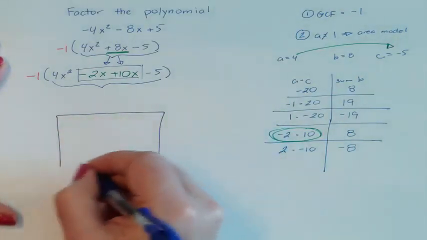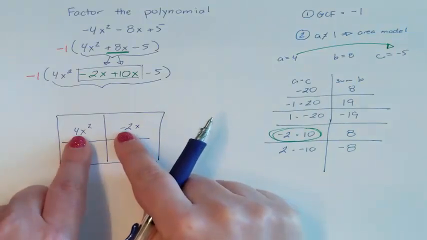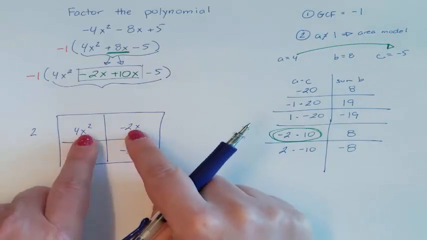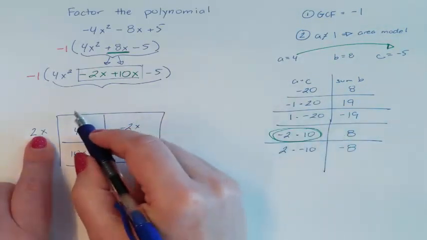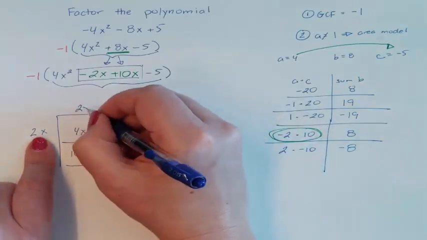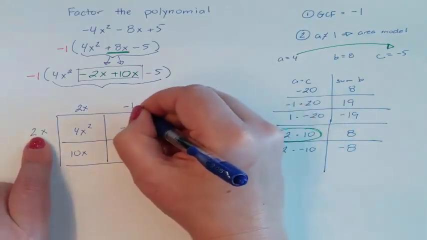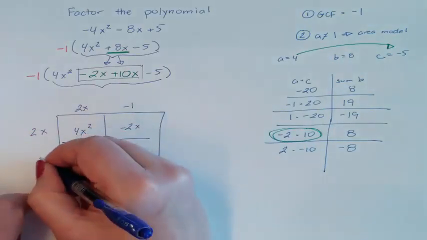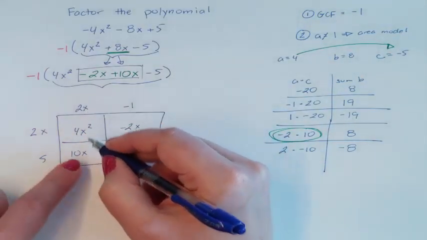So here's our area model, and now we have to find the GCF. Looking at the top, 4 and 2 both have a common factor of 2, and they both have a common factor of x, so 2x is here. Now we're just going to go around and multiply the rest. 2x times another 2x would give me 4x squared. 2x times a negative 1 would give me negative 2x. Negative 1 times 5 would give me the negative 5. 5 times 2x gives me the 10x.